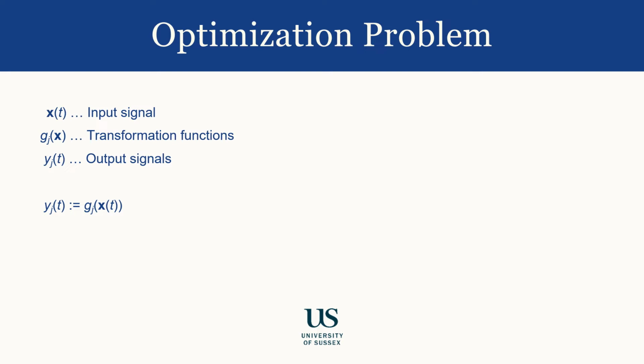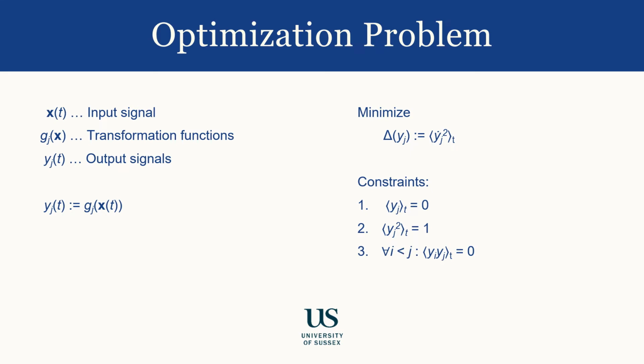In algorithmic form, SFA estimates transformation functions, which are used to extract output signals from a given input signal. The target is to minimize the slope of the output signals, which is estimated as the time average of their squared derivatives. The optimization is performed under the following constraints. The first one is zero mean, and the second one is unit variance in the output signal. These two constraints normalize the output, and they also avoid the trivial solution, which would be a simple constant. The last constraint demands decorrelation of the output signals and ensures the order, meaning the first output signal will always be the slowest. Decorrelation guarantees that output signals don't carry redundant information.